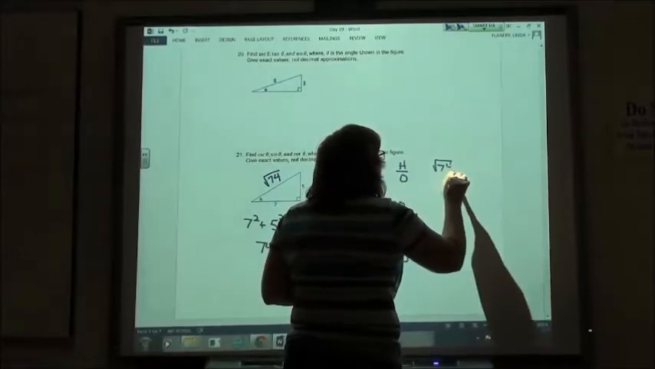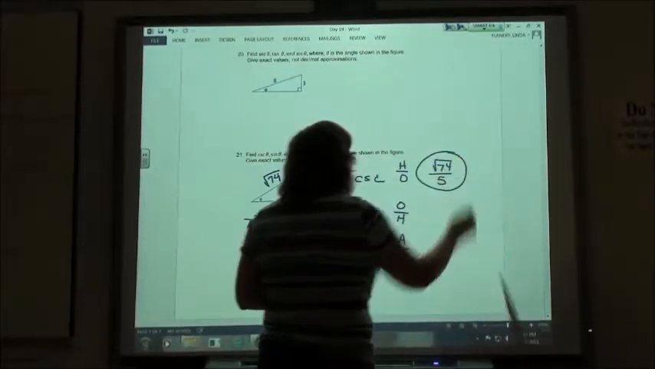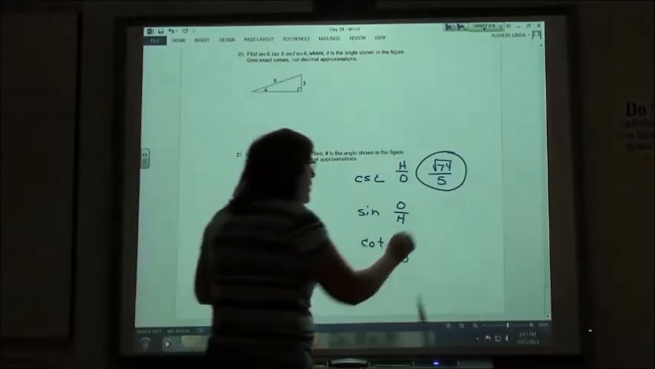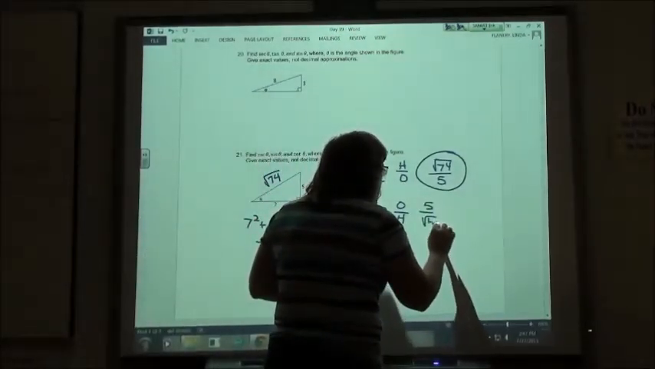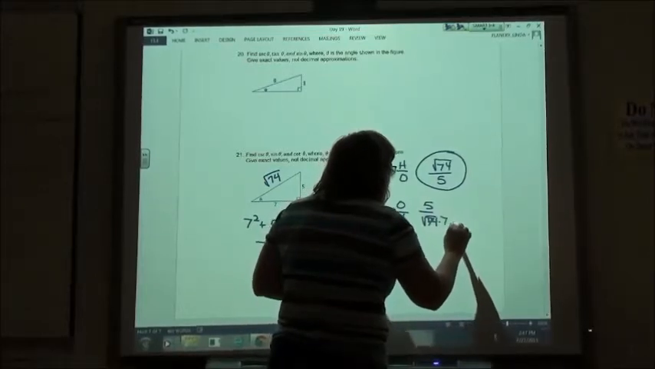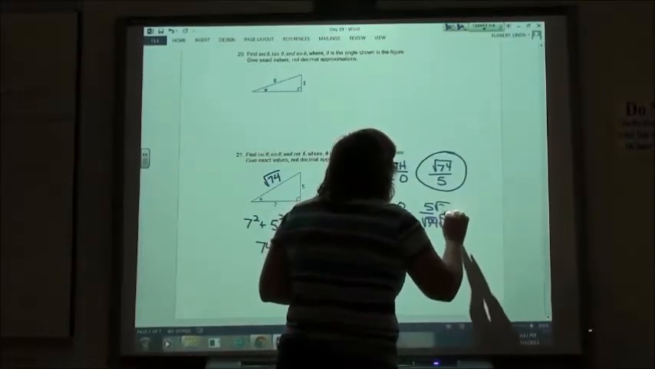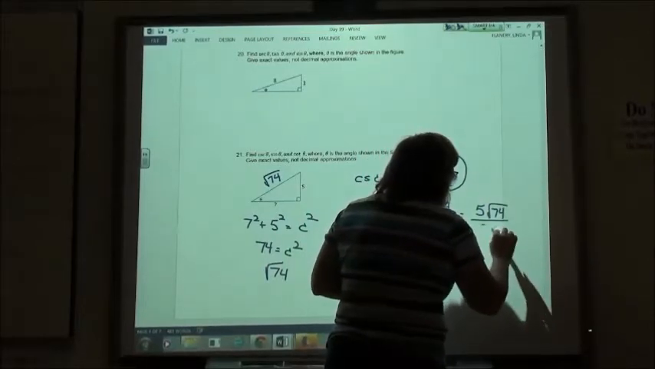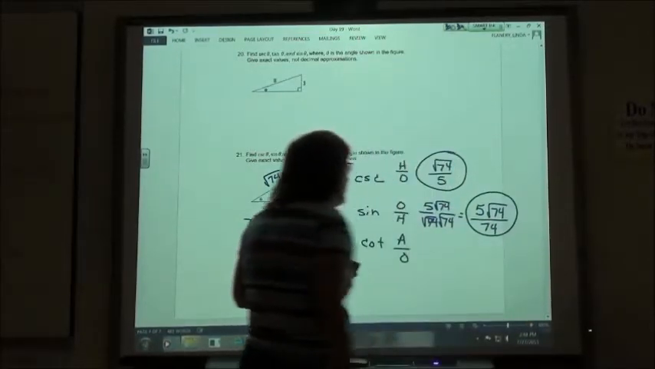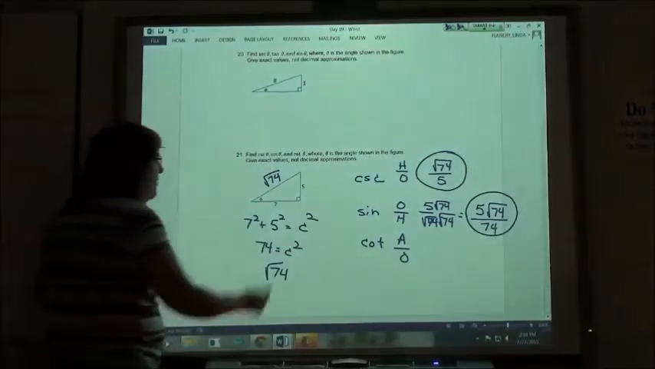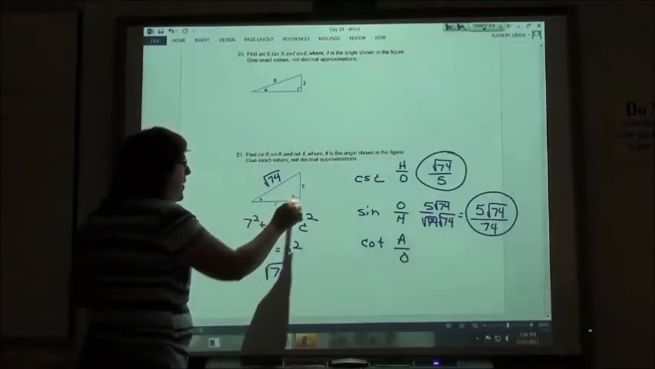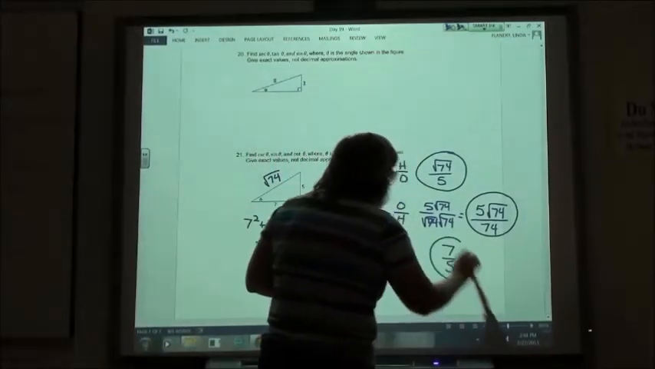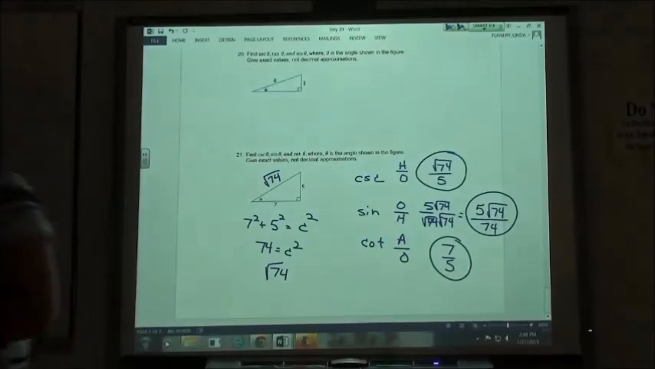So cosecant is hypotenuse over the opposite. Square root of 74 over 5. Sine, opposite over hypotenuse. So 5 over the square root of 74. I've got to rationalize my denominator. So I get 5 square root of 74 over 74. And then we have the adjacent over the opposite, so 7 over 5. Like those ones, I don't have to rationalize my denominator.